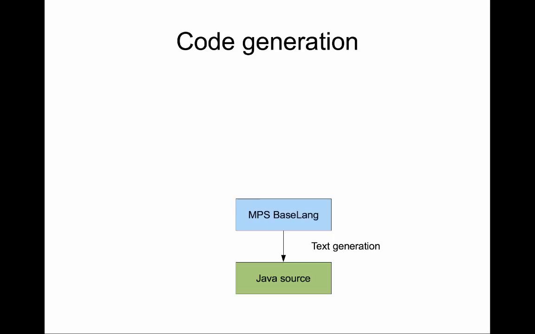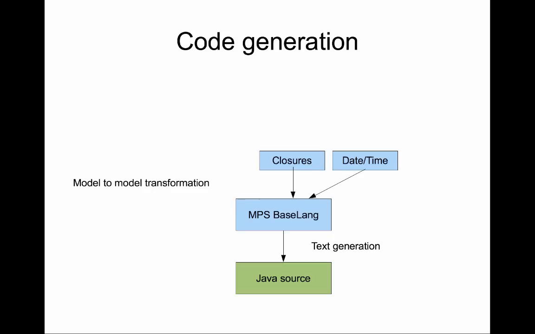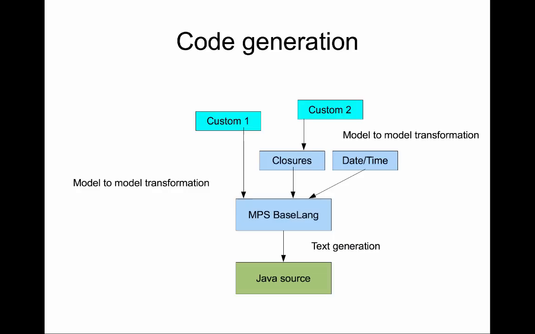Now, on top of this base language, you may define extensions or applications that use extra constructs which are not part of base language, like closures, date and time, collection API, or our constants. And these constants get translated into MPS base language first, and then this base language will be translated into plain Java. So it's important to distinguish two phases in the generator.